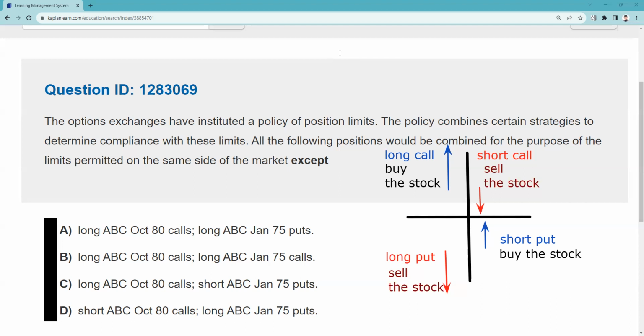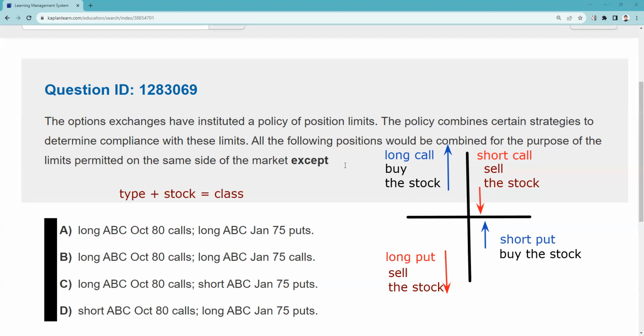All right. So now we're prepared to look at these questions. So it's the type plus the stock class. So first thing I'm checking here is just make sure they're all ABCs, right? Because it's not ABC and BFD. It'd have to be the same stock. So A says I'm long ABC October 80 calls. That's a choice to buy. And long ABC January 75 puts. That's a choice to sell.